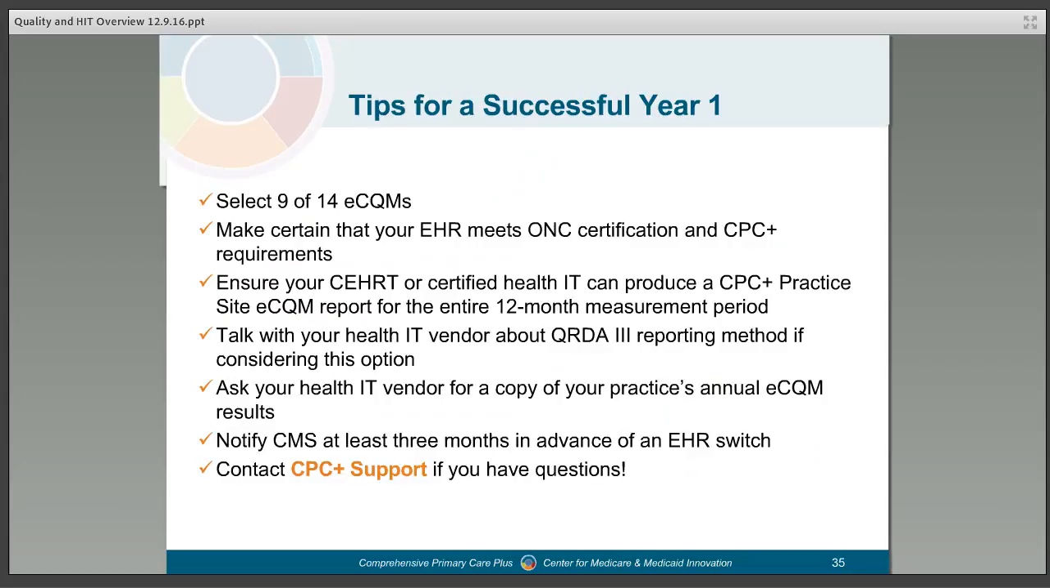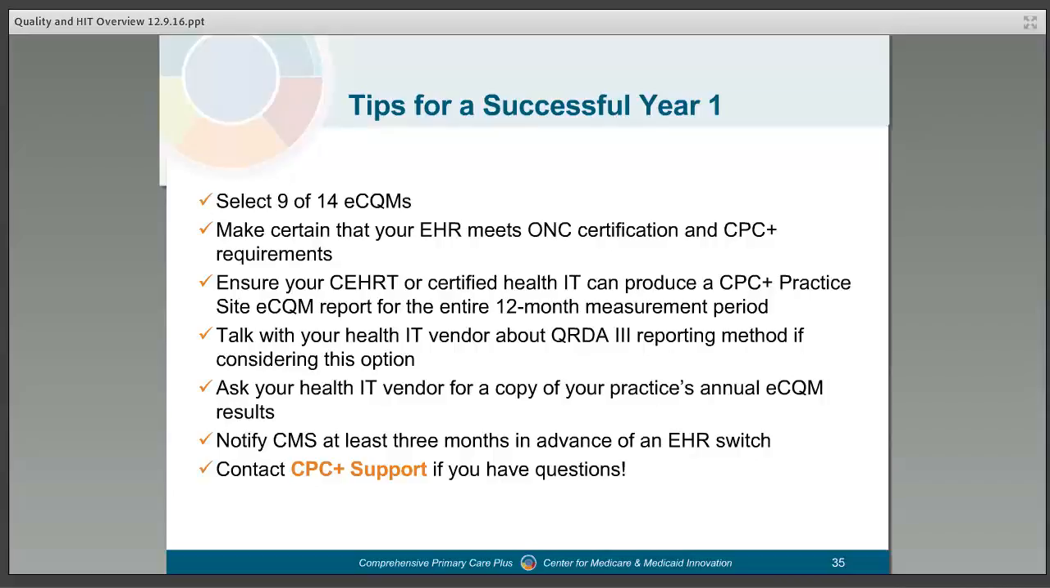Finally, here are some tips for a successful first year. First one, select 9 of 14 eCQMs. Make certain that your EHR meets the ONC certification and CPC Plus Health IT requirements and reporting requirements. Ensure that your certified EHR technology or certified health IT can produce a CPC Plus practice site eCQM report for the entire 12-month measurement period.